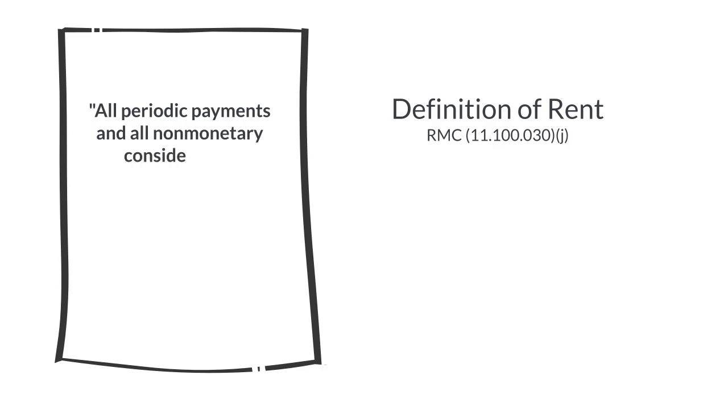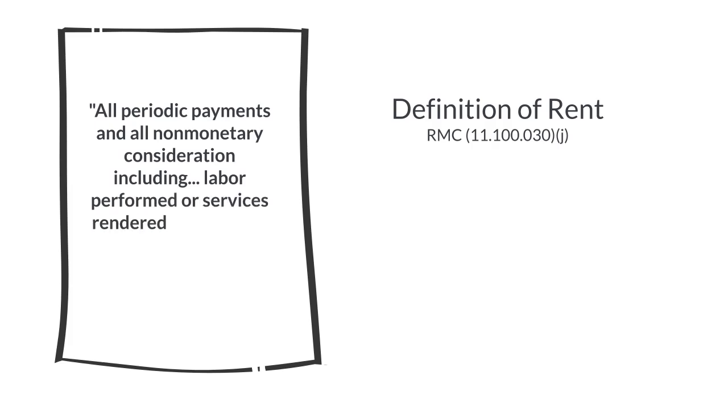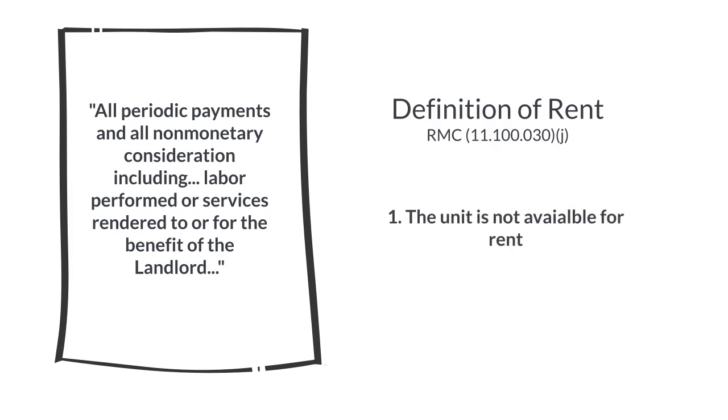To understand whether or not to use this form, the owner must understand the legal definition of rent. Rent is defined as all periodic payments and all non-monetary considerations. This definition means that anything that benefits the owner, including labor, tax payments, mortgage payments, and property maintenance, will be considered rent. Given this definition, there are 2 possibilities of when an owner is not collecting rent for a unit.